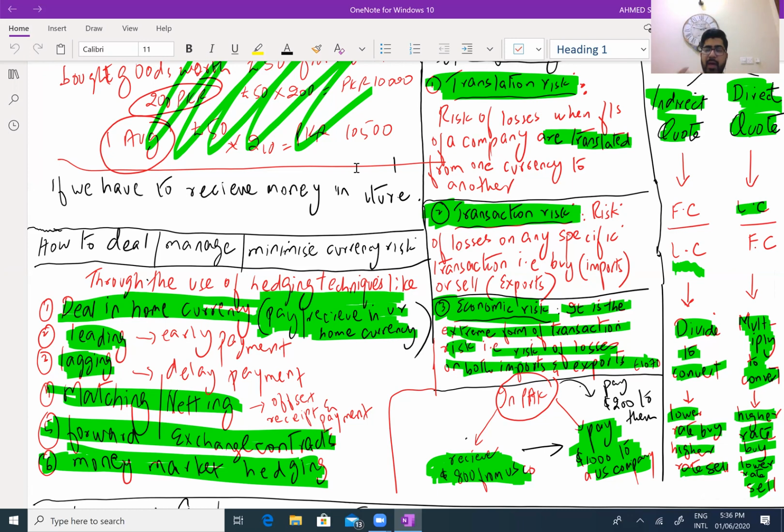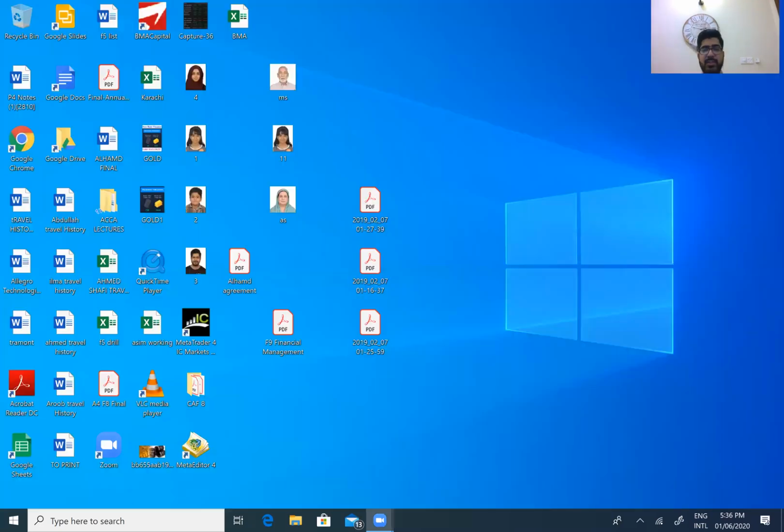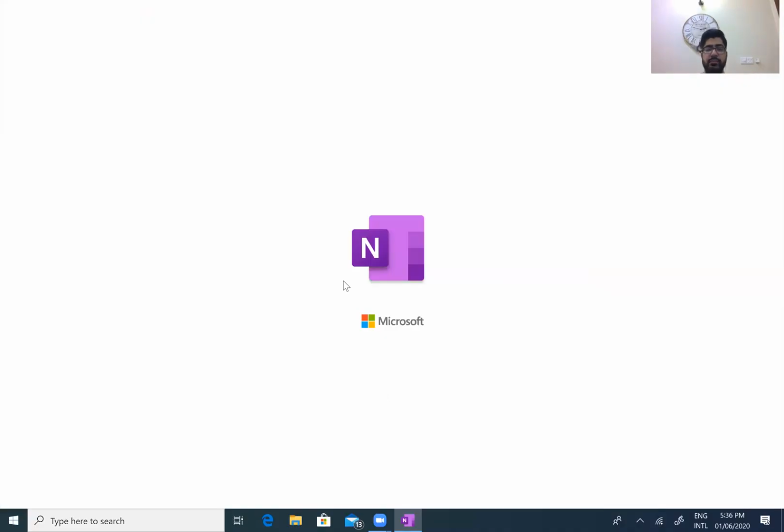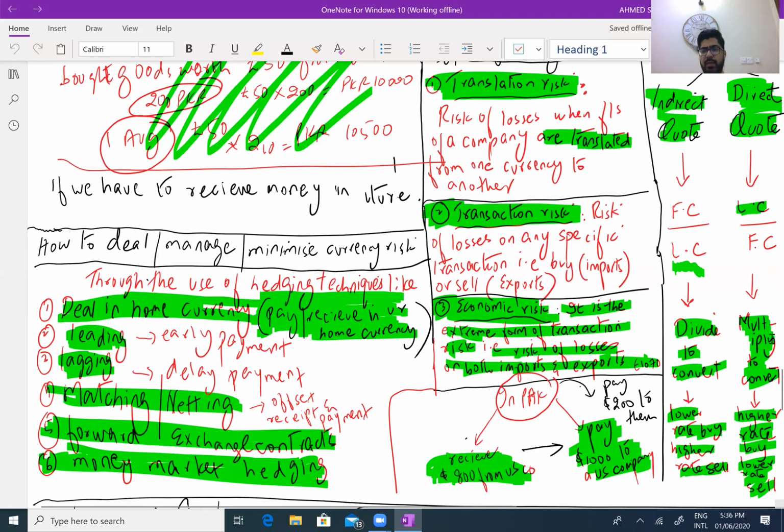How to deal with, manage, or minimize currency risk? Currency risk can be minimized through hedging techniques. The first hedging technique is to deal in home currency: make and receive payment in your local currency. Leading: make early payment. Lagging: make late payment. Matching: offset receipts and payments. And we are moving towards the fifth technique, which is the forward exchange contract. Before that, I told you about two quotes, indirect and direct.